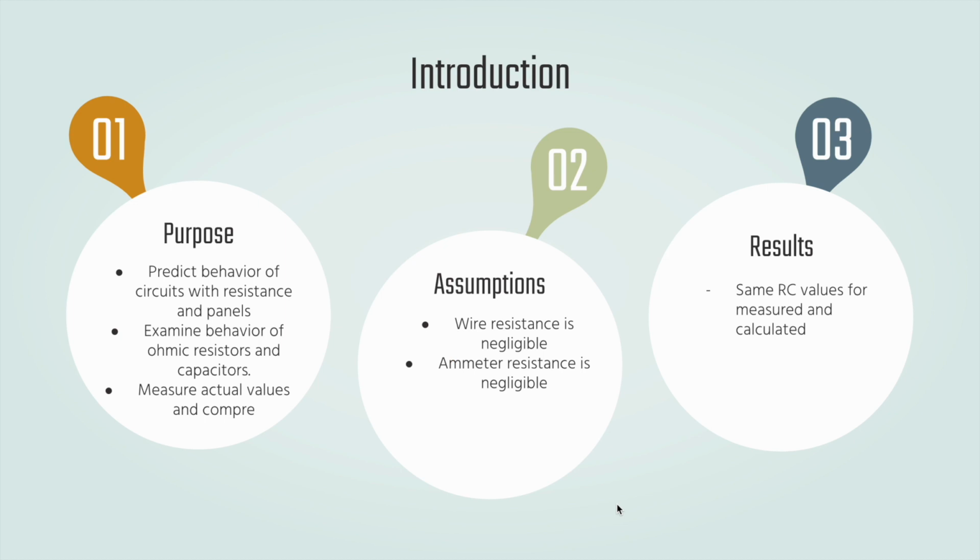The purpose of this experiment is to predict the behavior of circuits with resistors and capacitors, examine the behavior of ohmic resistors and capacitors, and then measure the actual values and compare. This is all under the assumption that wire resistance and ammeter resistance is negligible. A preview of the final results is that I got the same RC values for both the measured and calculated values.